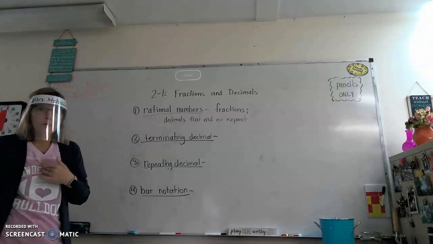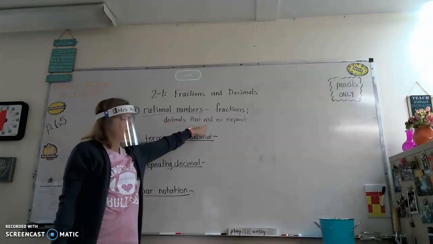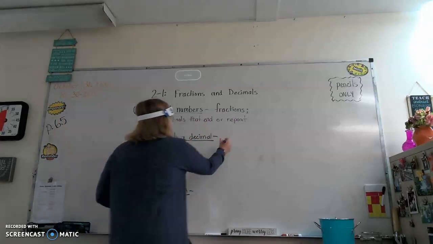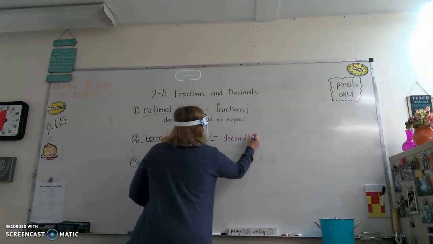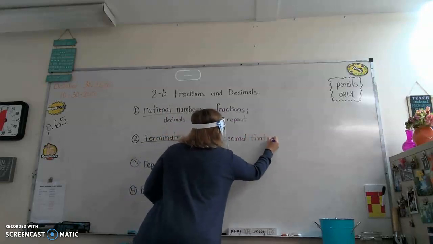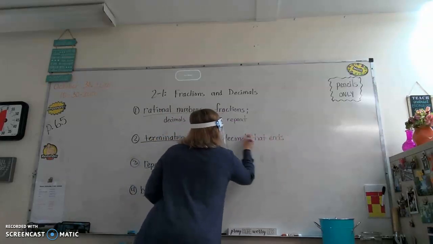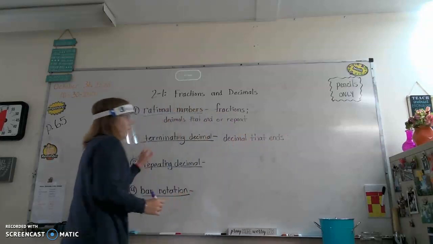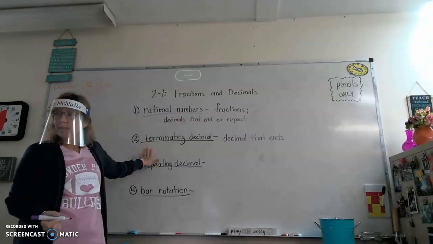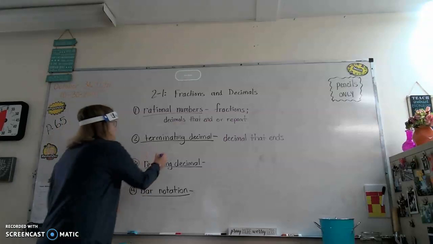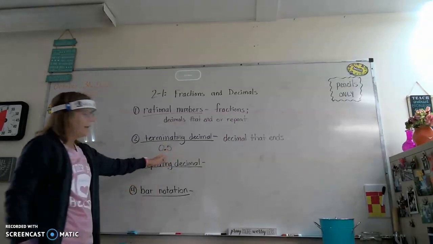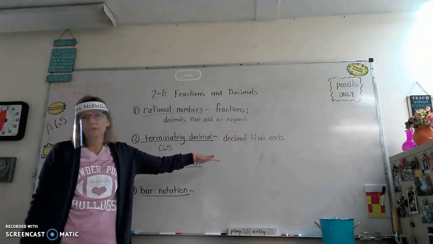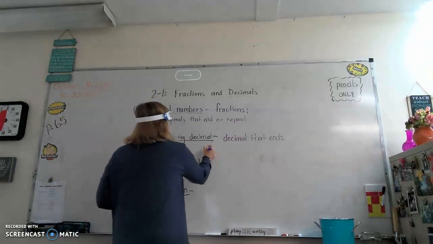Terminating decimal is this one here, a decimal that ends. So if I write it with words, I'm going to say a decimal that ends. And if I show you some examples of a terminating decimal, that would be a decimal that just has one or a few numbers after it. It does not go on forever.